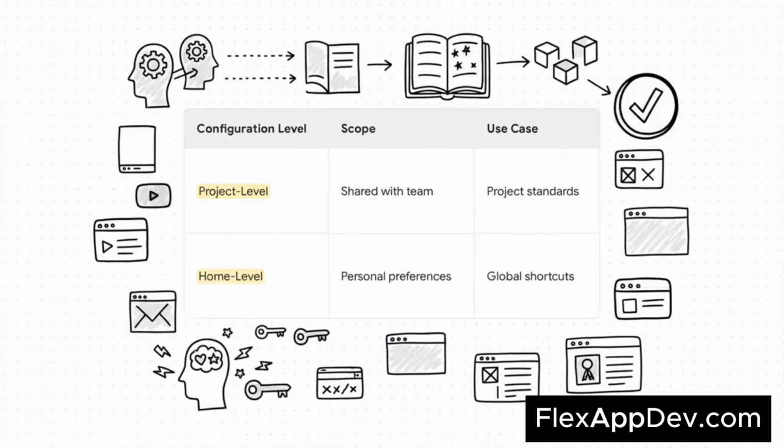It's like giving each project its own highly trained AI assistant. And this customization is super flexible, happening on 2 main levels. The project level config is your team playbook. It's stored right in the project, so everyone on the team is working with the same set of rules and commands. But then you have a home-level folder, and that's like your personal cheat sheet. It stores all your global preferences and shortcuts that follow you no matter what project you're working on.